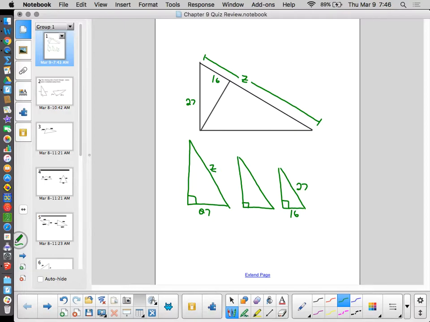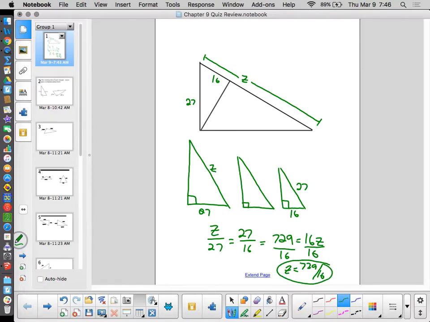So when I set this up that way, I get z over 27 equals 27 over 16, or 27 squared, which is 729, is 16z, and then we divide by 16. So z equals, and that doesn't reduce, so we'll just leave it like that. 729 over 16 is fine. Okay? So we set up our triangles, it works that way.